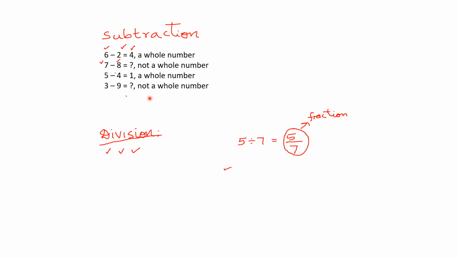Now the next question you write 7 minus 8. Now you think, children, you have 7 lollipops with you. Now you have to give to your friend 8 lollipops. Is it possible? No, it is not possible.